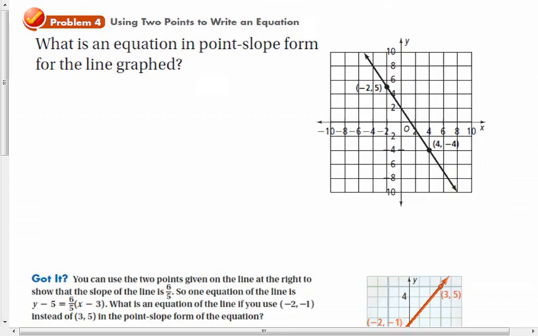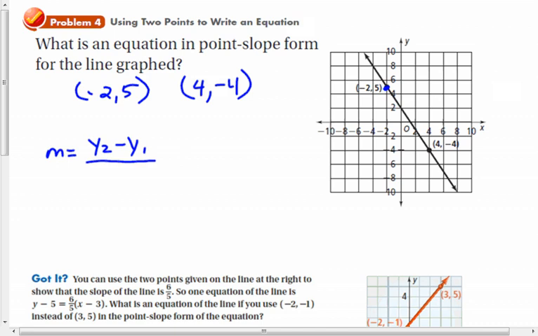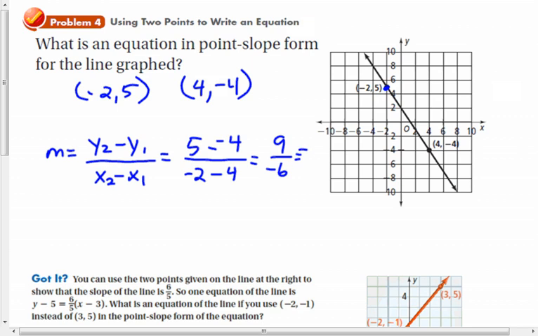All right, the next thing we're going to do is write an equation in point-slope form using 2 points. So here's one of my points is -2, 5, and my other point is 4, -4. For point-slope form, we need to know the slope, so let's get that first, and that's subtract the y-coordinates to get the rise, subtract the x-coordinates to get the run. And so that would be 5 minus -4 divided by -2 minus 4. And that's 9 over -6, which is -1.5. So my slope is -1.5.